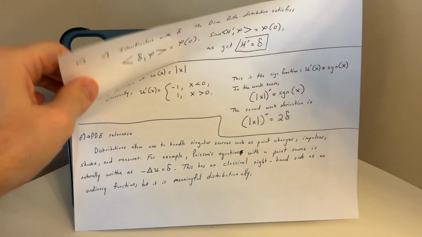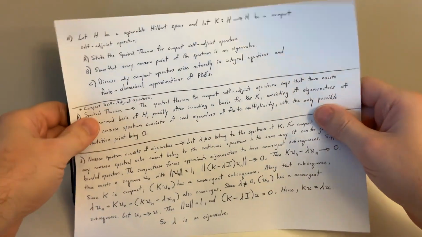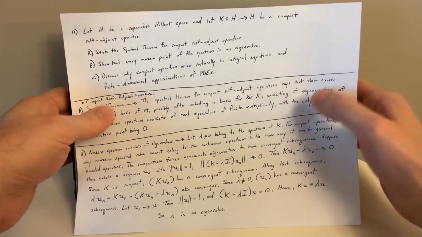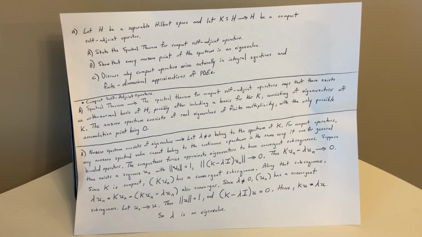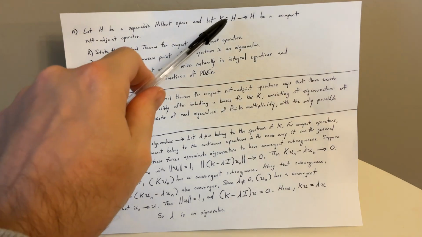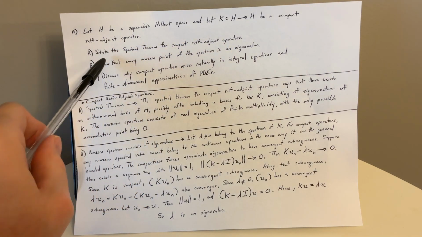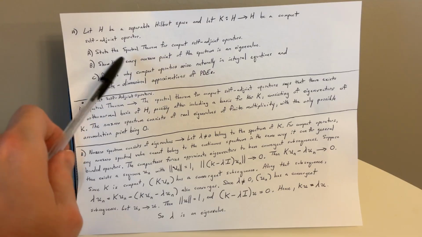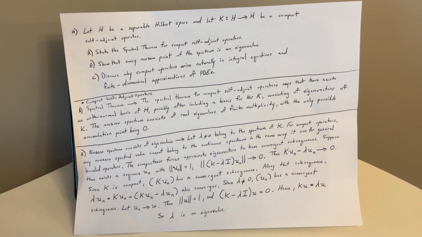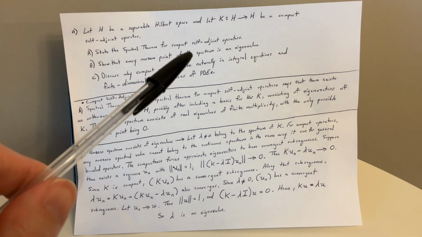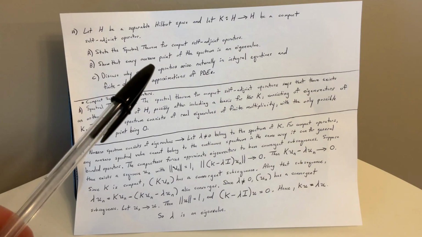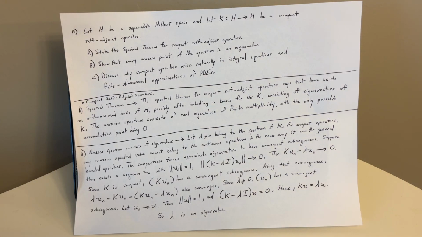And for the last one, number 11, let H be a separable Hilbert space and let K be a compact self-adjoint operator. For A, B, C respectively: State the spectral theorem for compact self-adjoint operators. Show that every non-zero point of the spectrum is an eigenvalue. Discuss why compact operators arise naturally in integral equations and finite dimensional approximations of PDEs.